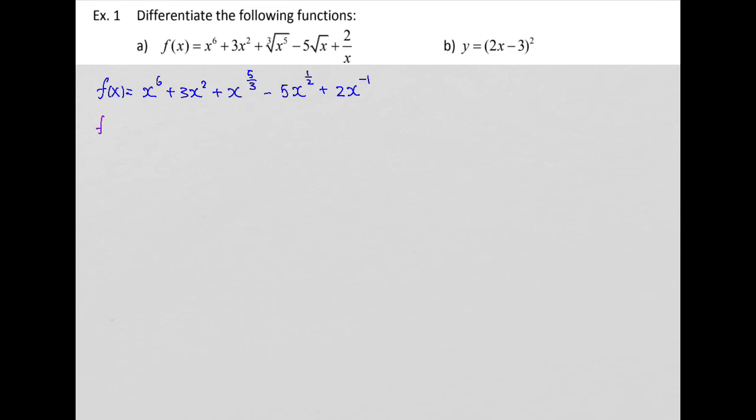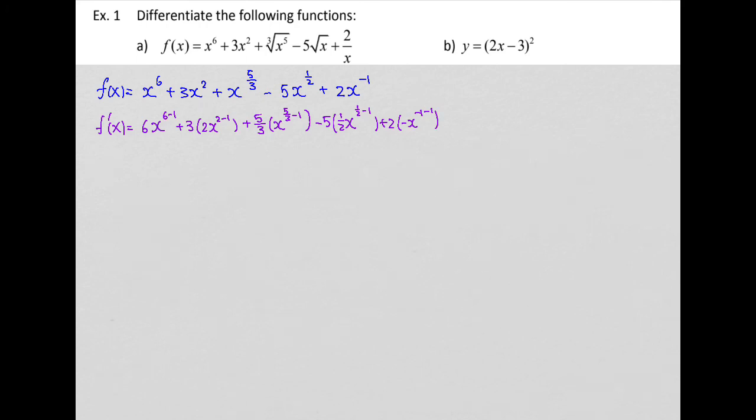And now we differentiate f prime x. So bring down exponent 6, x to the exponent 6 minus 1. Plus 3, bracket, bring down exponent 2, exponent take away 1. Plus, bring down exponent 5 over 3, x to the exponent 5 over 3 minus 1. Minus 5, bring down exponent half, x to the exponent half minus 1. Plus 2, bring down exponent negative 1, x to the exponent negative 1 minus 1.